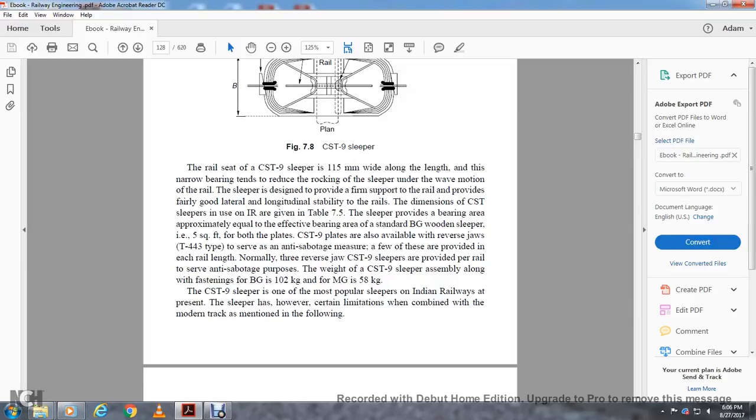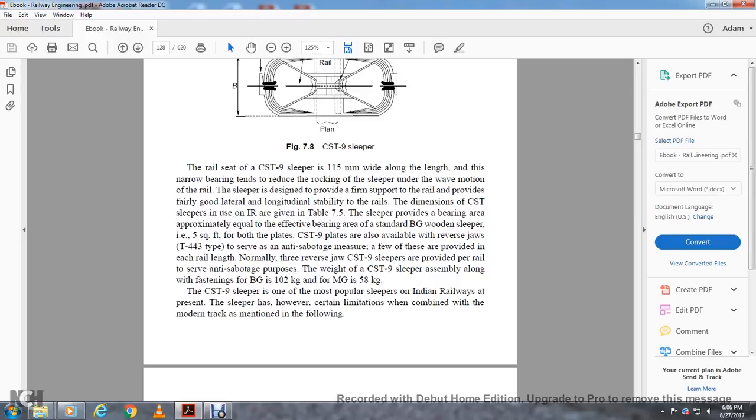The rail seat of a CST sleeper is 150 millimeters wide, along with the length of the narrow bend, intended to reduce rocking when subjected to the wave motion of the rail. The sleeper is designed to provide firm support to the rail, with fairly good lateral and longitudinal stability of the rail. The dimensions of the CST sleeper are given in Table 7.5. The sleeper provides a bearing area approximately equal to the effective bearing area of the standard broad gauge wooden sleeper, that is 5 square feet, for both plates.